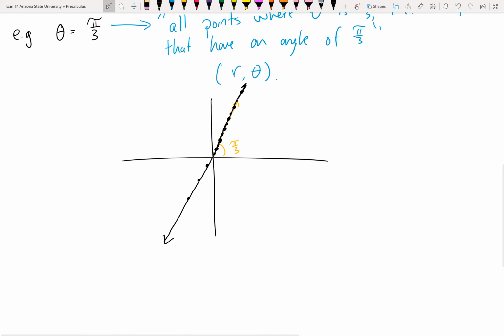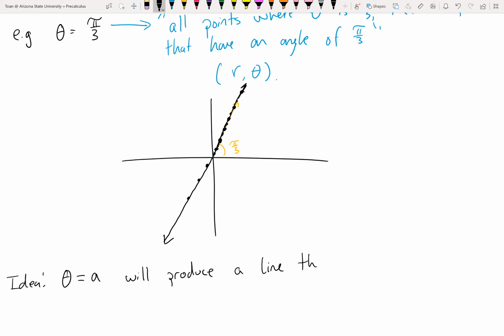So that's sort of the idea. If you ever had a polar equation where you had theta equals some number, again, I'll just use a random letter, a, it will produce a line that goes through the origin.